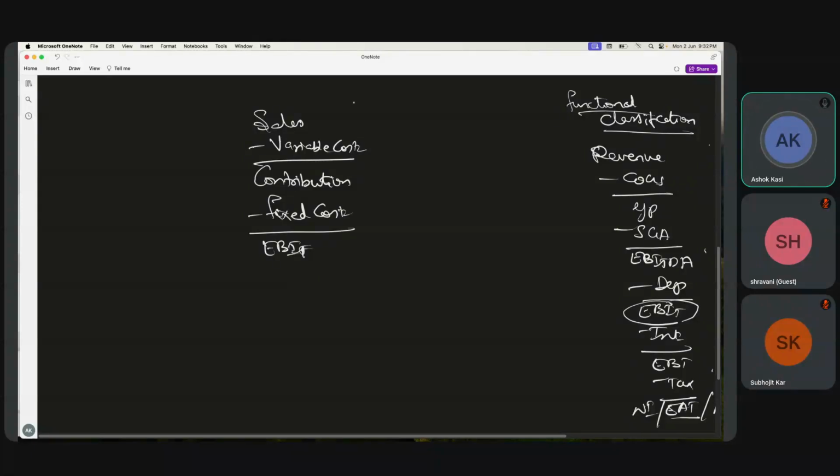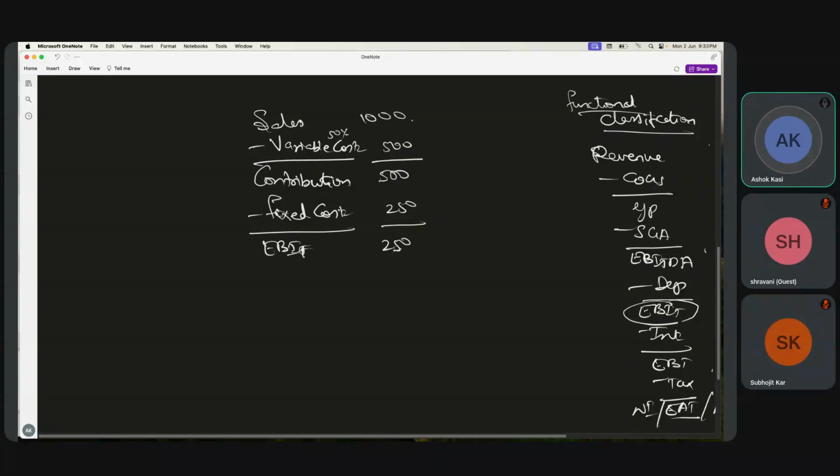See, let's say sales is 1,000. Imagine variable cost is 50%. Variable cost means what? That you will incur only when you are selling the product. Example, you are into coffee business, so you will incur expenditure on sugar and milk only when there is an order, right? Otherwise you don't have to spend. So imagine this is 50%, so this will come to 500. Contribution means sales minus variable cost, 500. Now fixed cost is, imagine, 250. So what is EBIT? 250. Okay.